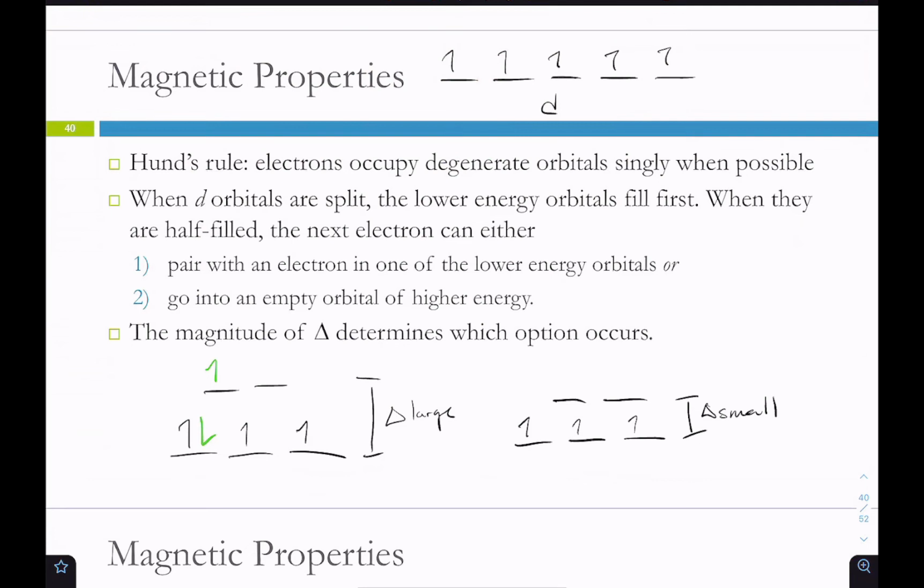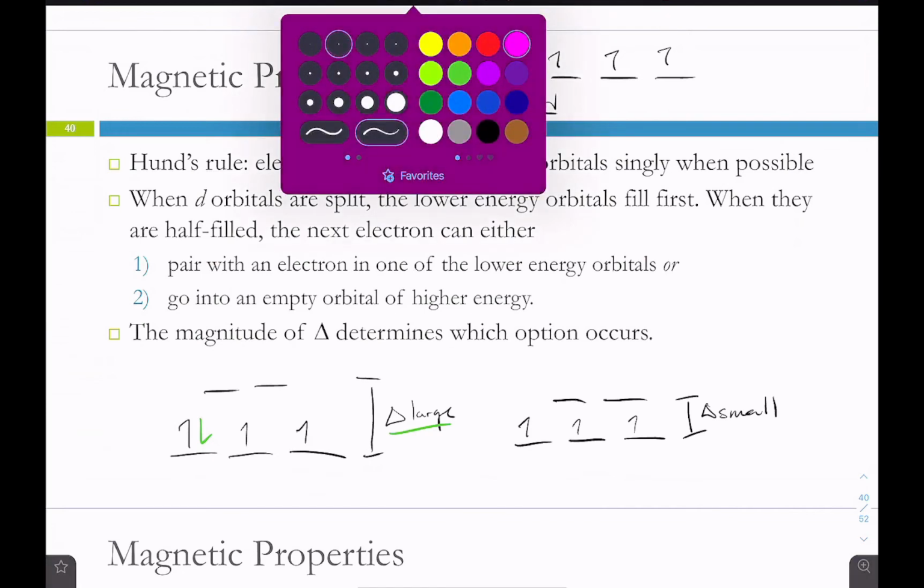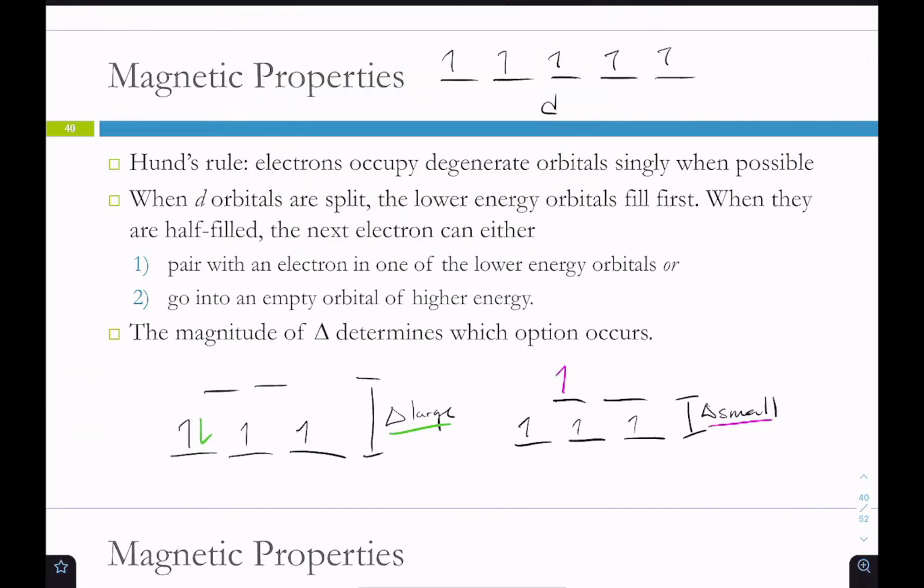And essentially what's going to determine which of those happens, not even which one we choose, or which one the electron chooses, is that splitting. So if it takes more energy to go to a higher energy orbital than it does to pair with another electron, then it's going to pair with another electron. So in the case of a large crystal field splitting, it will pair before it joins the higher energy orbitals. If we have low crystal field splitting, then it will go to a higher energy orbital because that's less energy than pairing up.